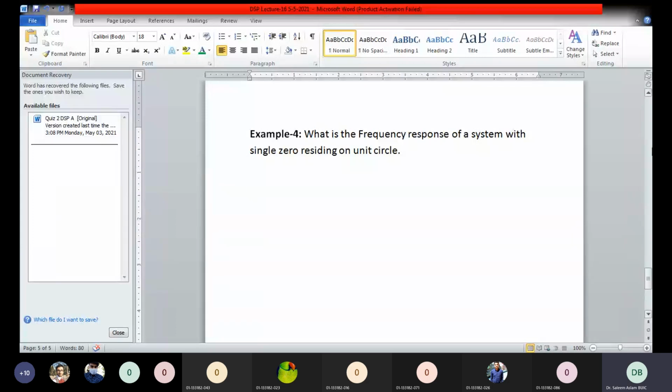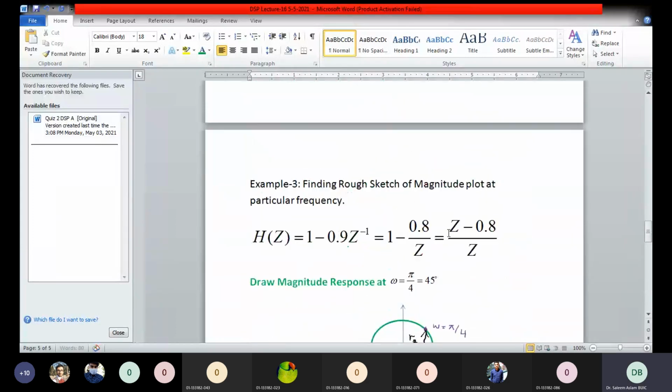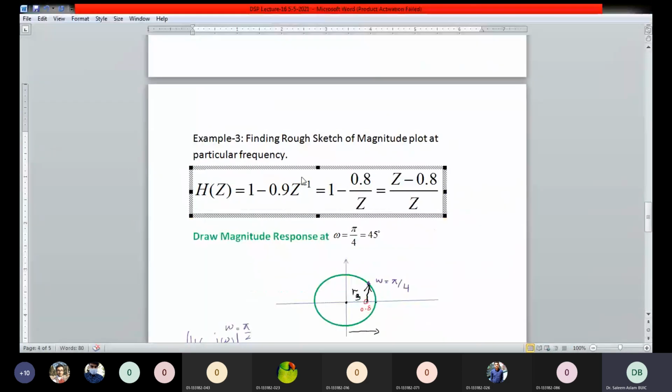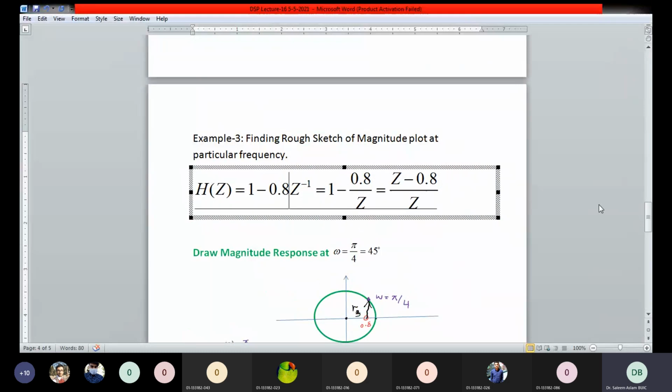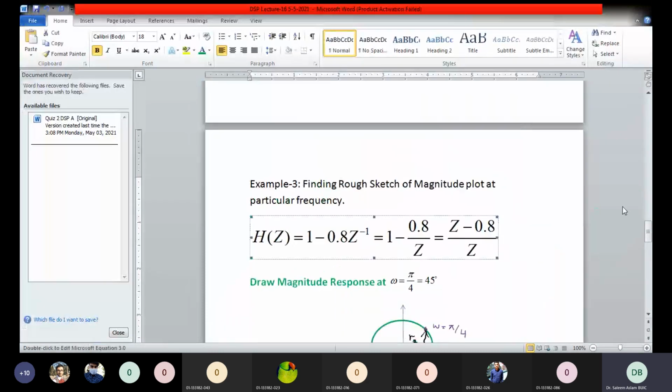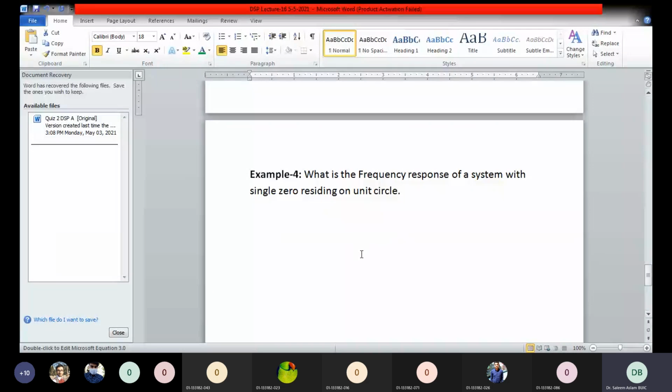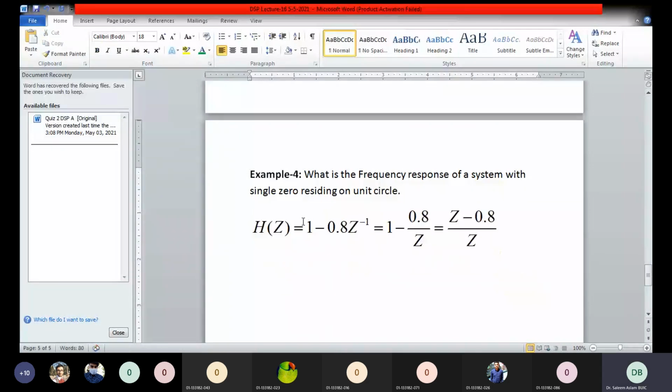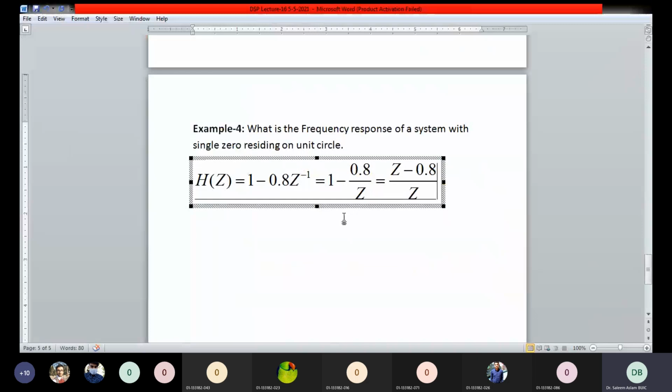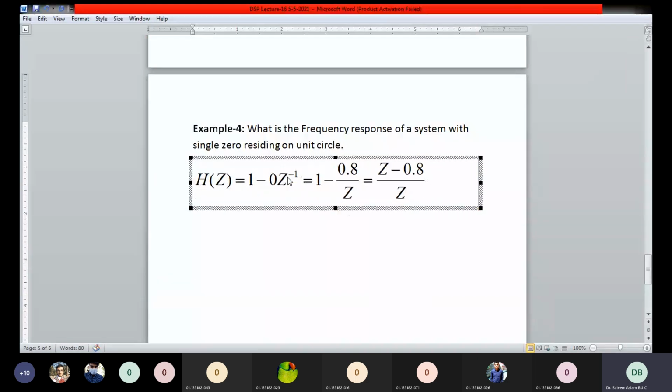So let's take example number 4, but now we take, sorry, this is 1, not 0.9. So we are now trying to bring the 0 onto the unit circle. To bring the 0 onto the unit circle, our expression would be a little bit different. It will be 1 minus z inverse. Do you agree? The answer would be 1 by z, and z minus 1. Do you agree?